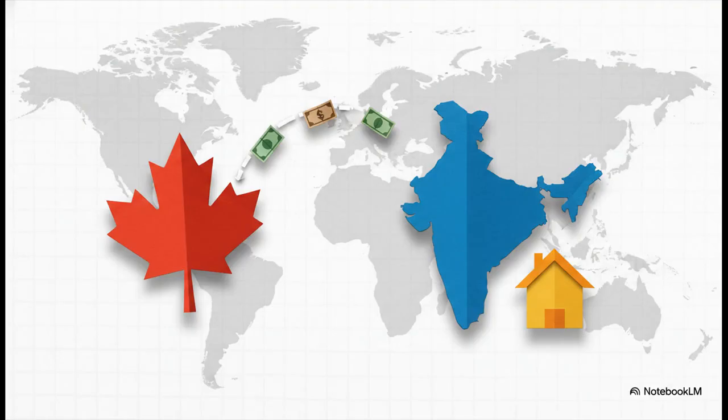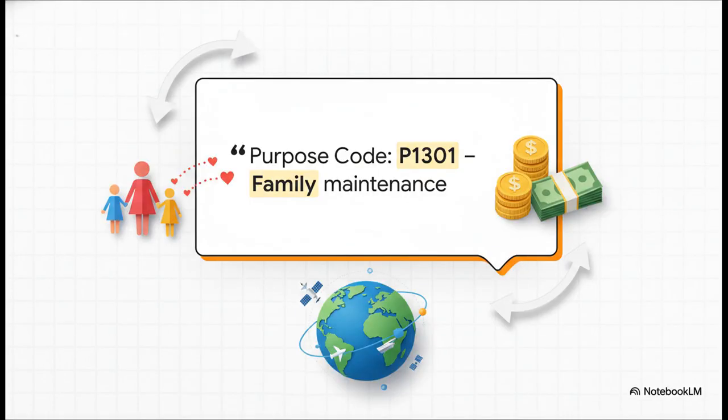Let's dive into a really common scenario. Imagine your brother who lives in Canada sends you some money for family expenses. Just a personal transfer. So which code do you pick from that long list? The one you're looking for is P13101, Family Maintenance. Yep, it's designed specifically for these kinds of personal transfers between family members. It's really just about correctly identifying what the transaction is actually for.